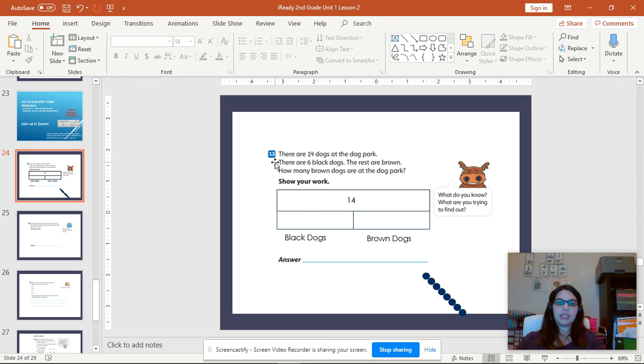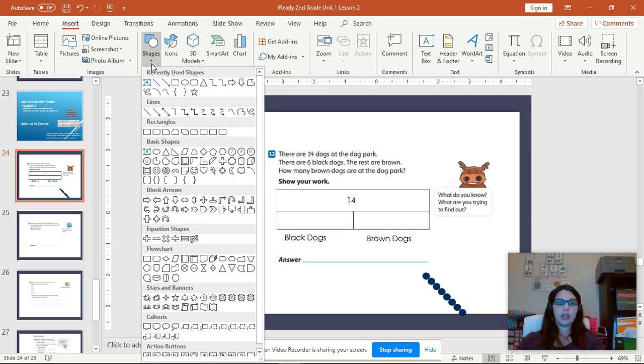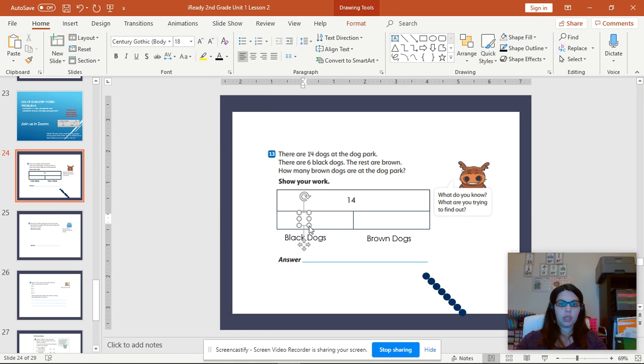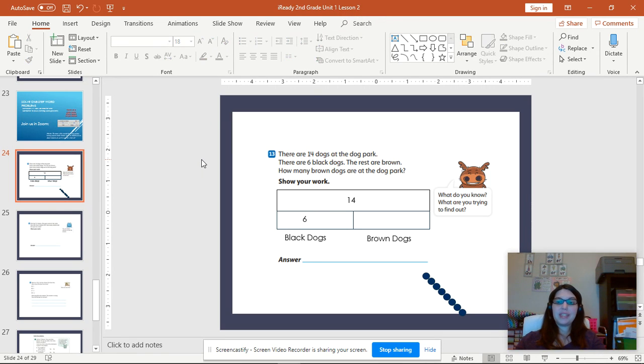Then my problem says that there are 6 black dogs. You'll see that I labeled this box black dogs. So I'm going to write the number 6 there because that's the number of black dogs according to my story problem. Now the story problem is asking me to find out how many brown dogs there are.